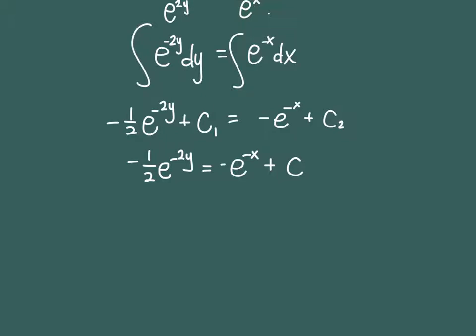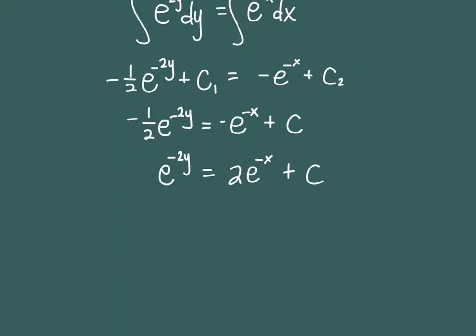I am working towards getting y by itself. So I'll have e to the negative 2y. And I'm multiplying by negative 2, so I'll get 2 e to the negative x. And then when I multiply a constant by negative 2, it's still a constant. So I just multiplied all the terms by negative 2 so I could get rid of the negative 1/2 out in the front. Now I want to put things back into their fraction form.